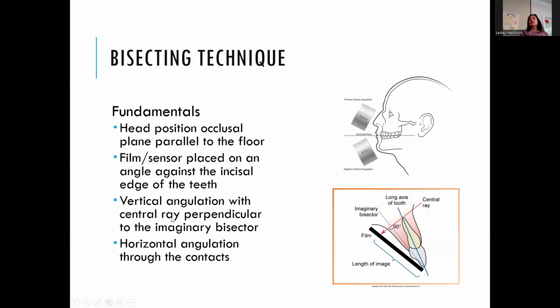Vertical angulation: the central ray is perpendicular to the imaginary bisector. And we do have some cheat sheet numbers here in a minute, and you don't have to memorize these. But I would recommend you print them out or bring them with you to lab. I think I usually bring them too. You'll want to look at them when you're in lab, but you don't have to memorize these for a quiz or exam. The horizontal angulation is through the contacts. So again, always just trying to open up those contacts.